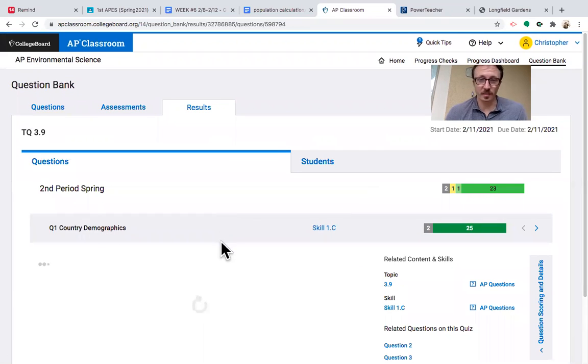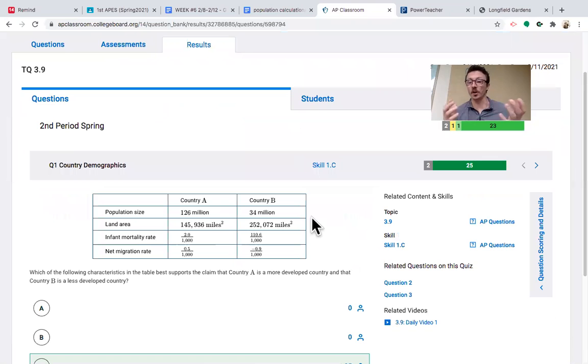All right, let's talk about country demographics. So here we've got a table comparing two countries, A and B. We've got population, land area, infant mortality, and net migration. Now, the question is asking us to compare and contrast and decide which one is more developed than the other. Now, population has nothing to do with whether a country is developed or developing or least developed.